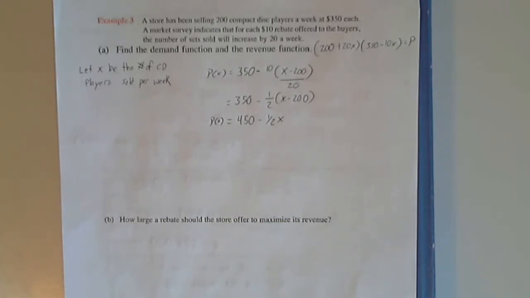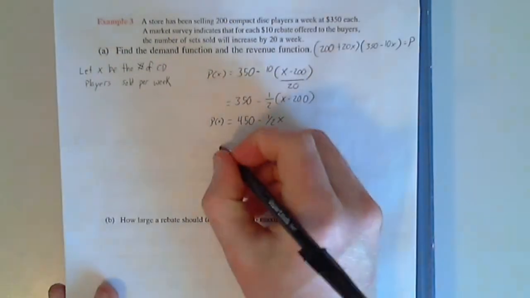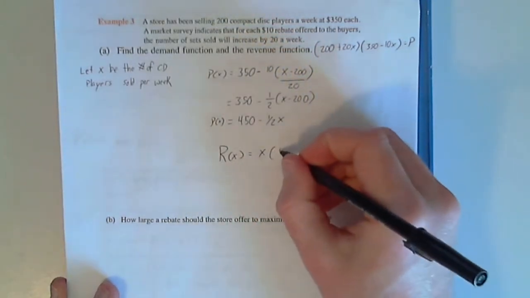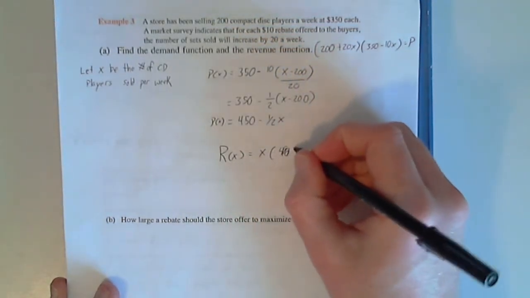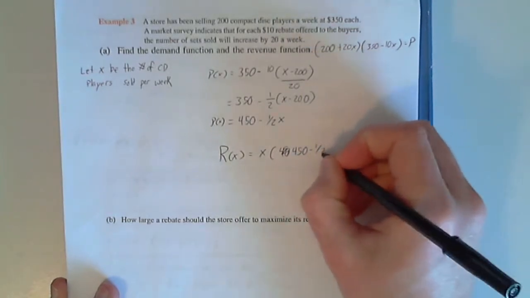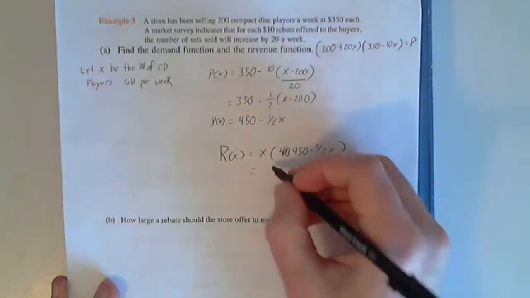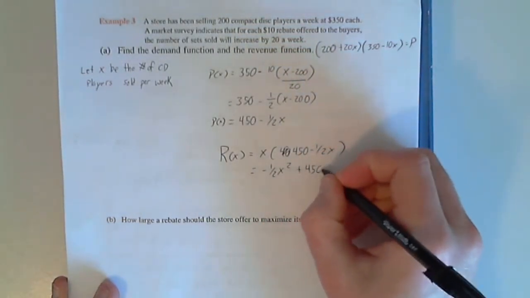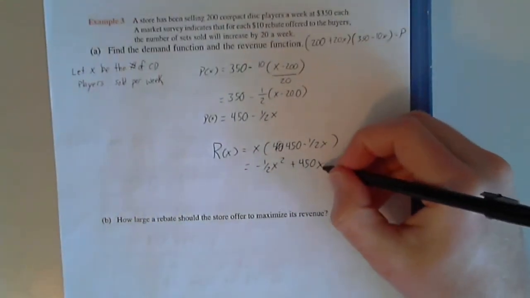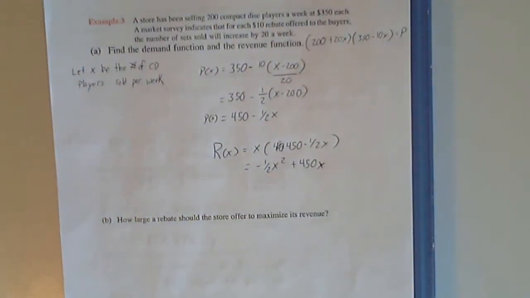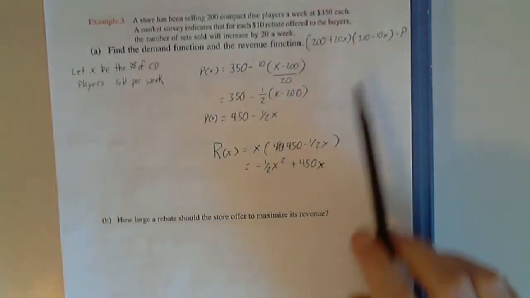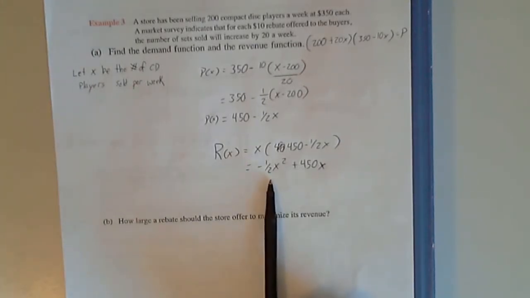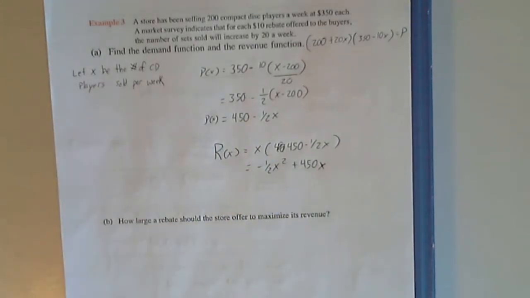That's the demand function. What's the revenue function? Revenue is equal to x times demand: x times (450 minus 1/2 x), which is equal to negative 1/2 x squared plus 450x. Good. That's the hardest part of this question. It's just a new way of trying to solve this. It's hard when you already know one good way to solve this to actually try and learn another way. But this is the better way because it uses all the right definitions for economics, like I said before.